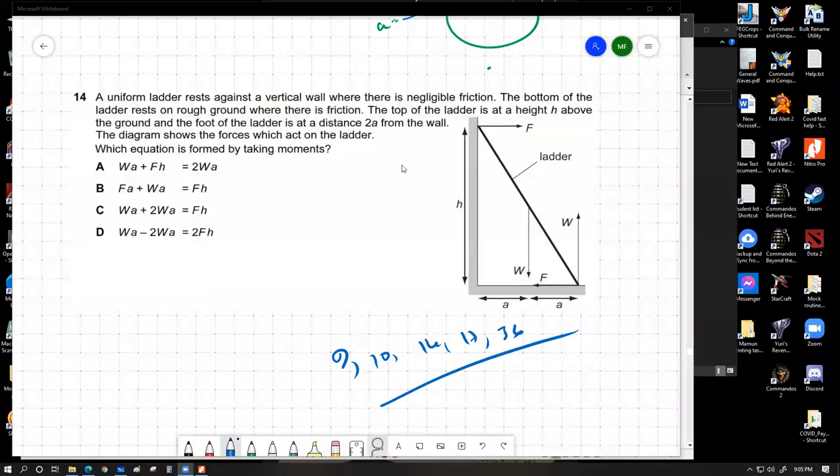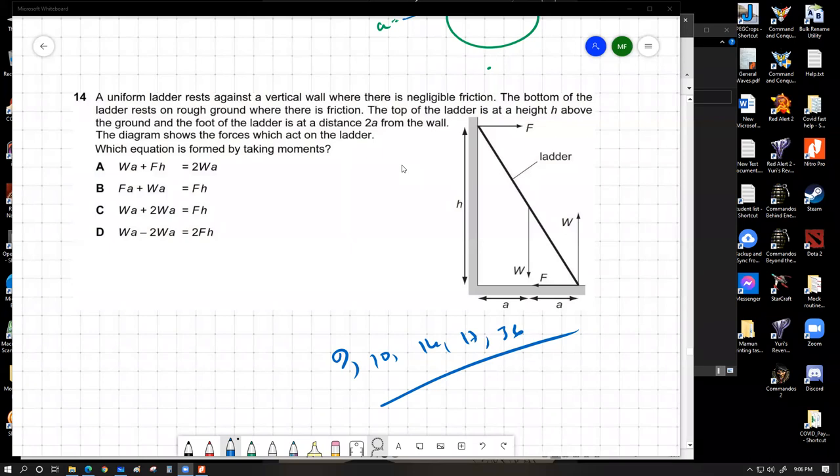The wall. The diagram shows the forces which act on the ladder. Which equation is formed by taking moments? Okay, this is a pretty simple problem, but it looks a bit gruesome because of the way the examiner has put the answers. Here's the deal: whenever we are working with unknown values of forces for the case of a balanced situation, we are considering the moments. It is always the best choice to consider the moments about a point through which most forces go through, so that by default, irrespective of the value of those forces, the moment of those forces becomes zero.